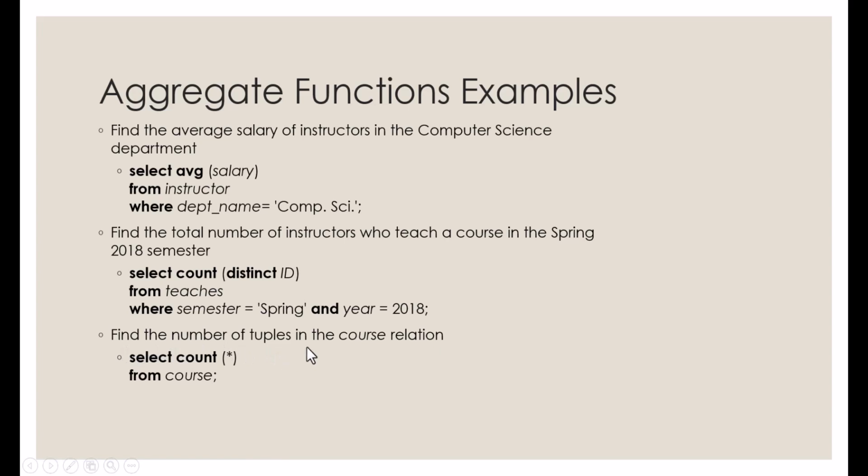Find the number of tuples in the course relation. So select count and asterisk. Asterisk means everything, right? We're finding how many rows of data we have from this course table.